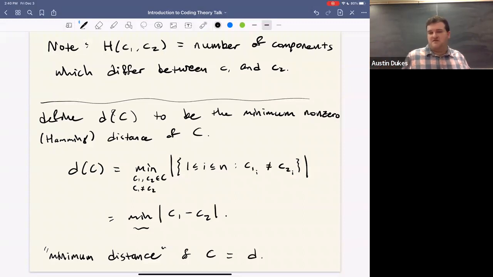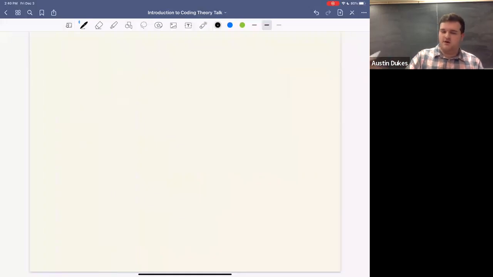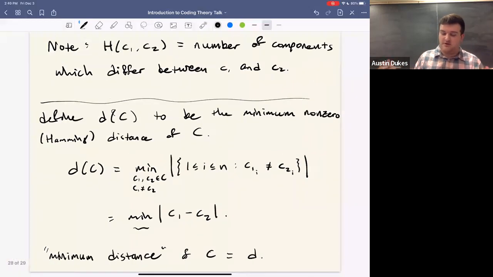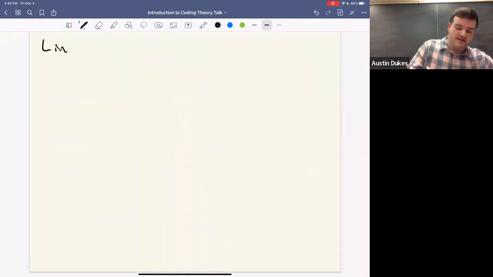This d of C is going to have at least one nicer property in a linear code. Given an arbitrary code, this is a calculation. I have to, in theory, take every possible pair of code words, compute their difference, find the weight, or compute the number of components which are different. Either way, I have to go through every pair a priori. But with a linear code, that's not the case.